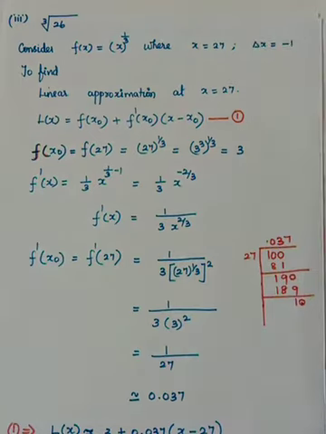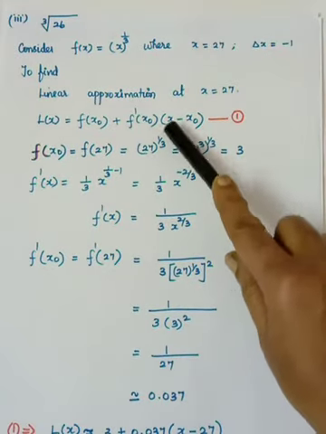So first step, we are going to find the linear approximation at x is equal to 27. Then we'll go for the approximated value for x is equal to 26. So the formula is written.